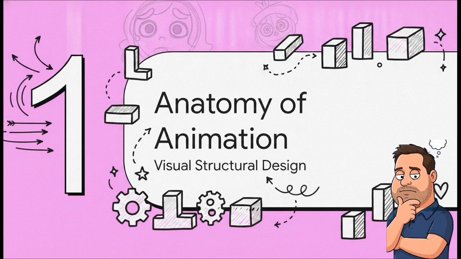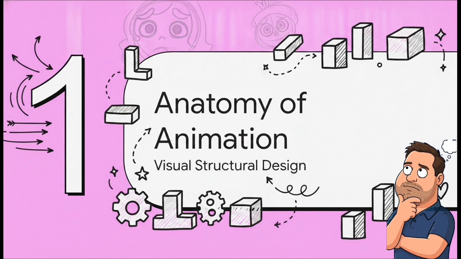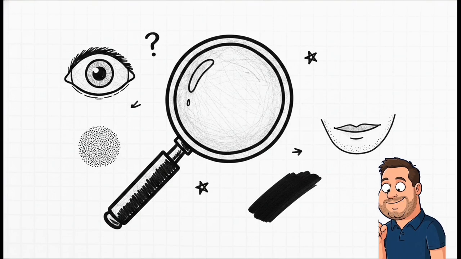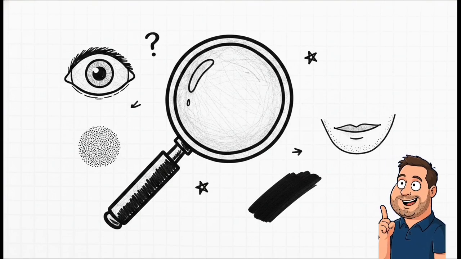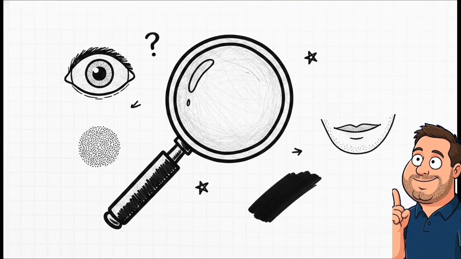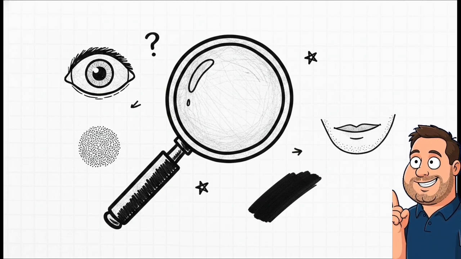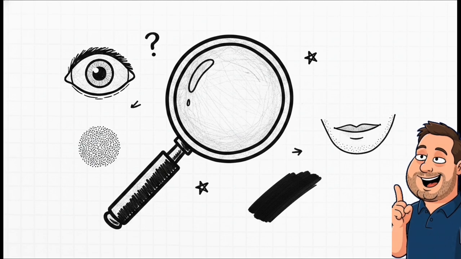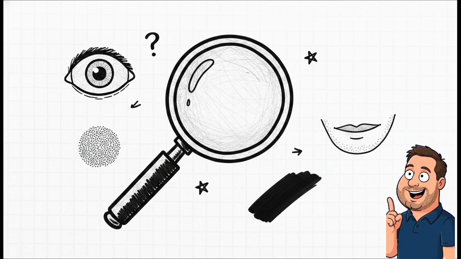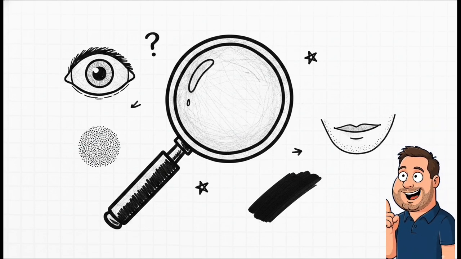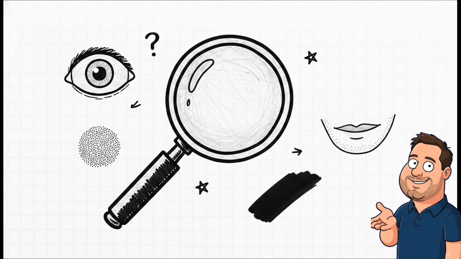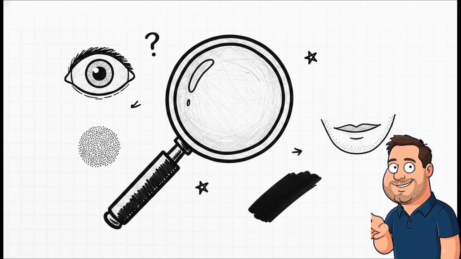Part 1. The Anatomy of Animation Style. We're talking visual structural design. Here are the distinct anatomical traits we're going to be analyzing today. First up, the exaggerated, expressive eyes. Second, that finely textured, shaded stubble. Third, the prominent, rounded chin. And finally, the bold, clean line weight holding the entire figure together. These four elements really form the structural foundation of his personality.